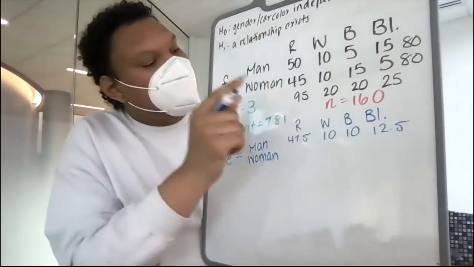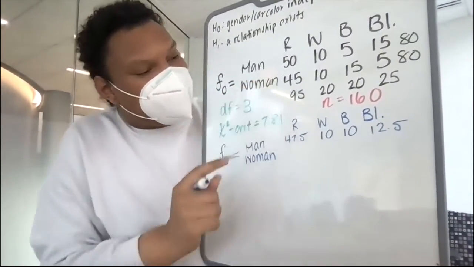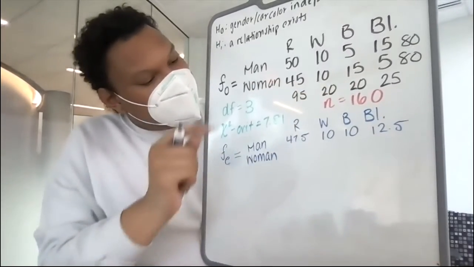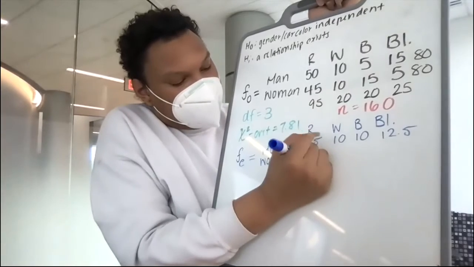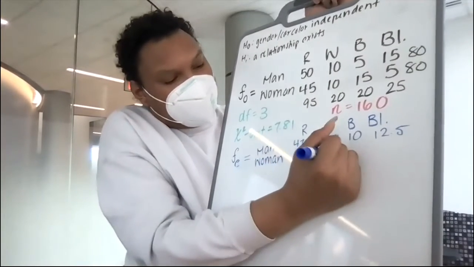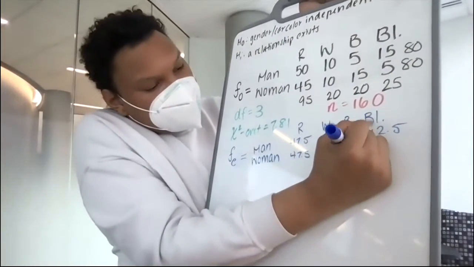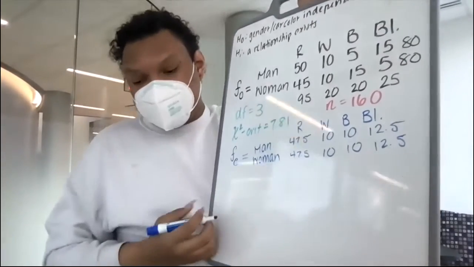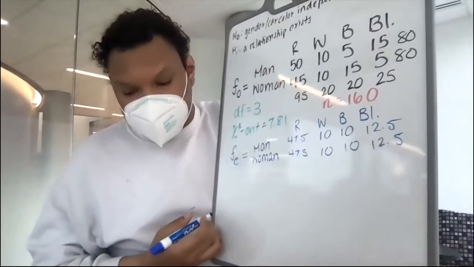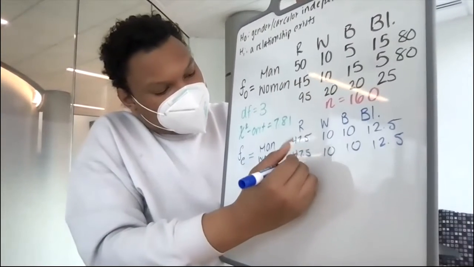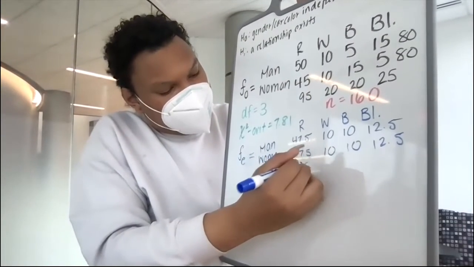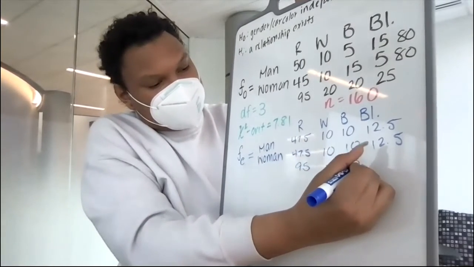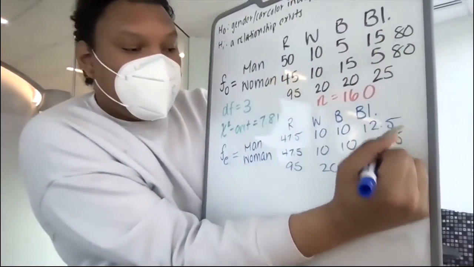Luckily for us, our values are the same no matter what row you are in. The only difference is when you're going from column to column. So, in this case, we could plug in our values just as they are, once again. Now, in calculating this, the total should again come out to be 160. 47.5 plus 47.5 is our 95. 10 plus 10 is 20. 10 plus 10 again is 20. 12.5 plus 12.5 is 25.